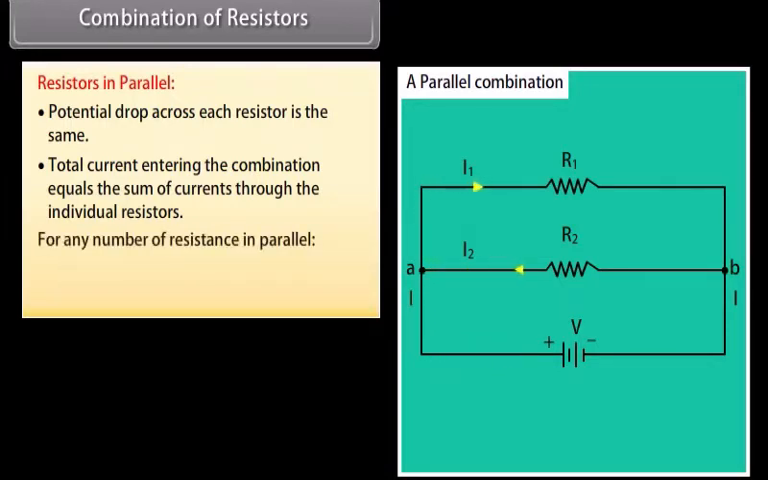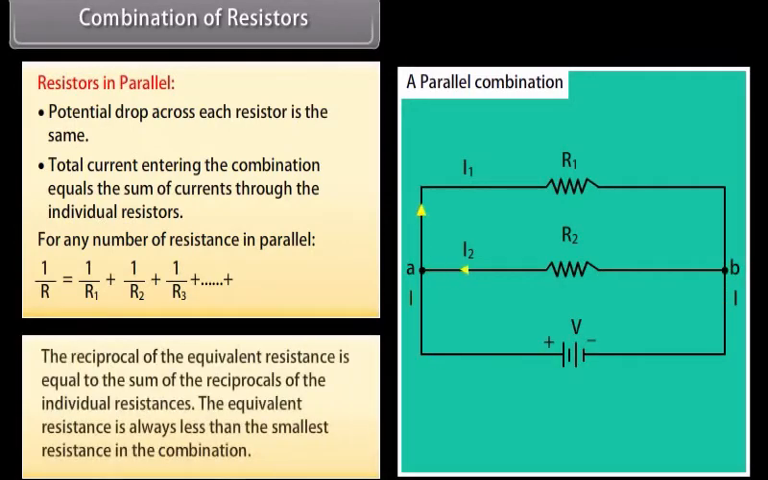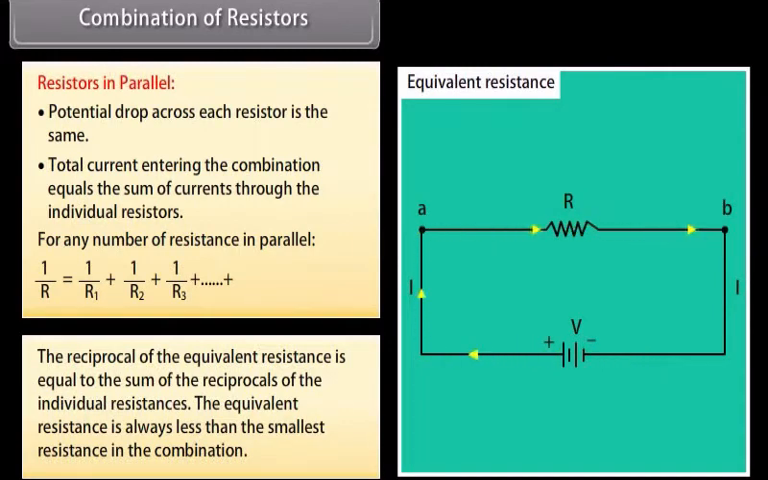For any number of resistances in parallel, 1 upon R is equal to 1 upon R1 plus 1 upon R2 plus 1 upon R3 plus and so on. The reciprocal of the equivalent resistance is equal to the sum of the reciprocals of the individual resistances. The equivalent resistance is always less than the smallest resistance in the combination.